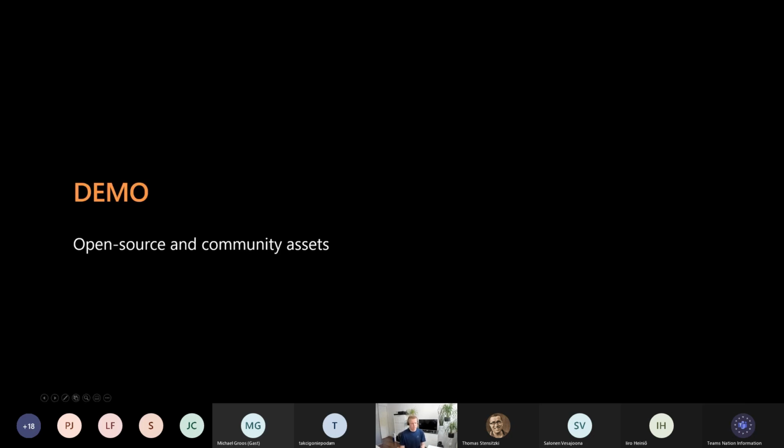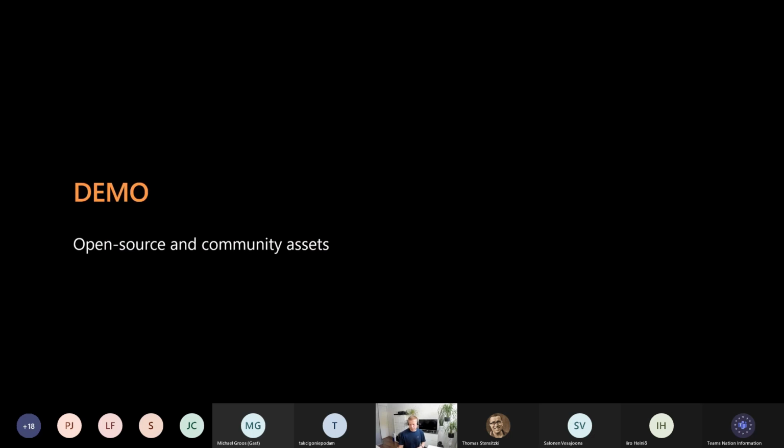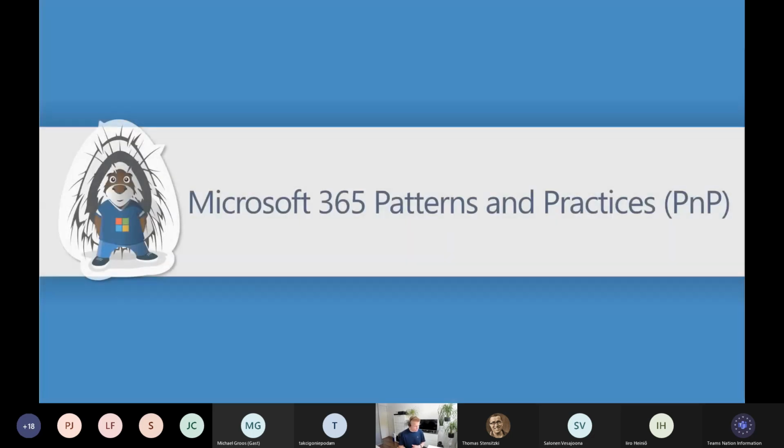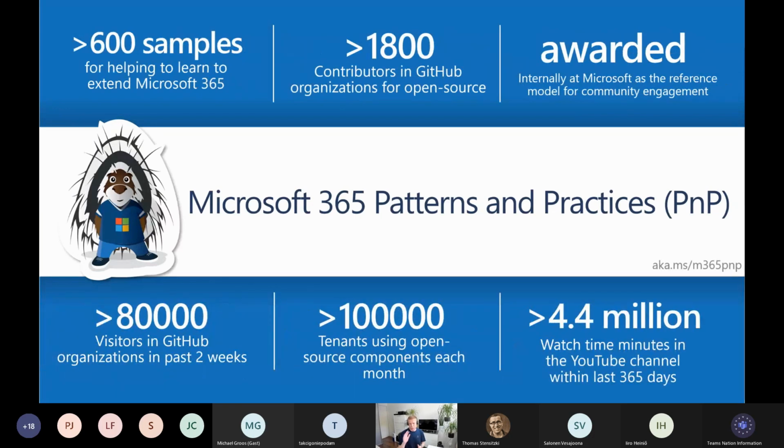Now, slightly running out of time, not a problem. I'm not super surprised. Coming back to the community and open source assets, just to pinpoint this one out, we're more and more using this as an official Microsoft 365 community. We have more than 600 samples available, more than 1,800 contributors within GitHub, more than 80,000 visitors in GitHub, more than 100,000 tenants using the open source components, and more than 4.4 million watch time minutes on the YouTube channel in the community targeted for Microsoft 365. So if you're not familiar with these assets, please take advantage of them.